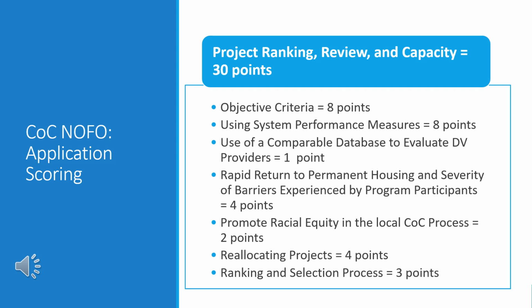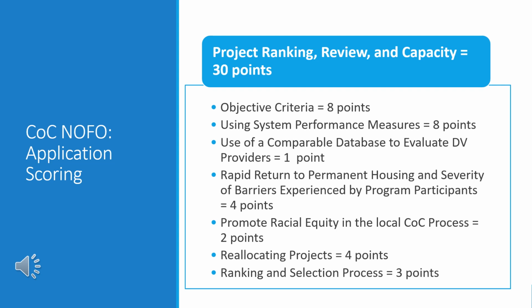As I mentioned on the prior slide, HUD scores the CoC on various aspects of its local competition for CoC funds. Let's break down the different elements that HUD scores CoCs on as this relates to the work that the Funding Committee and the Non-Conflicted Board will be undertaking over the coming months. Generally speaking, HUD grants points to CoCs that run a transparent and fair local competition that is also data-driven. The 30 points awarded in 2022 for what HUD refers to as project ranking, review, and capacity were distributed in the following way. HUD provided up to 8 points for the use of objective criteria.